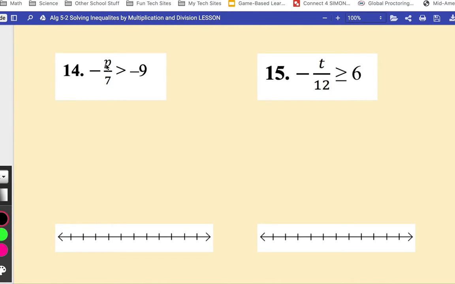The difference is now the variable is negative. So whenever the variable is negative, and like we said, whenever you multiply or divide with a negative number, you're going to change the sign. And so that's exactly what we're looking at with these.